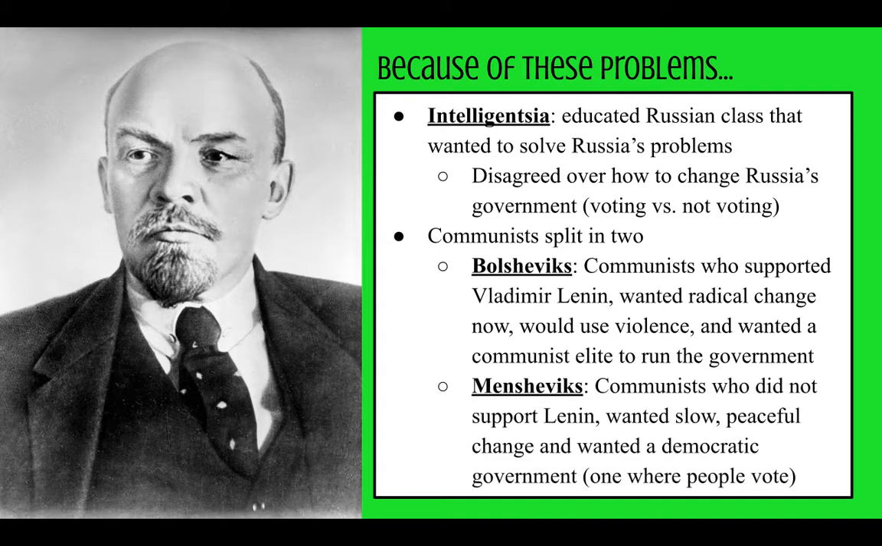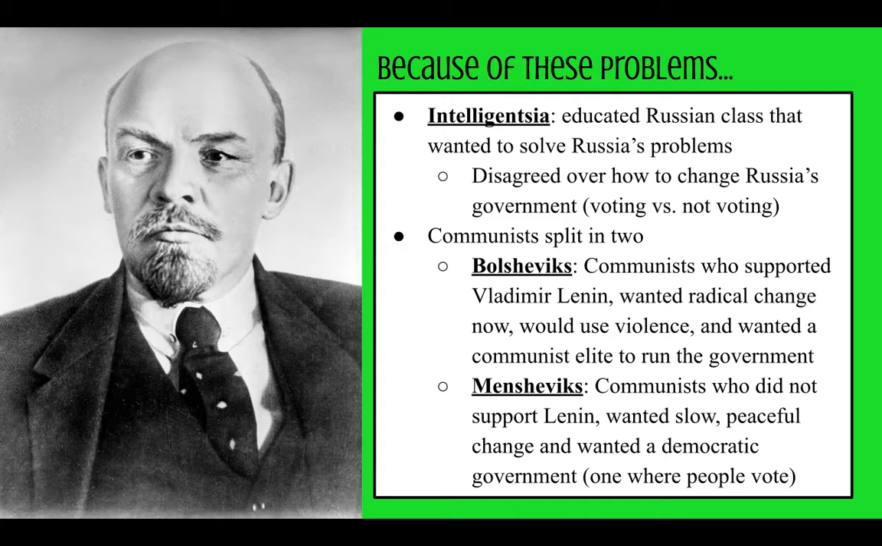The other group was the Mensheviks, and these were communists who did not support Lenin. They wanted slow, peaceful change and wanted a democratic government, one where people could vote. Now, Lenin basically named both of these parties, and the reason he was able to do that was at the time he controlled the communist newspapers. And so he called the Bolsheviks the majority. And the Mensheviks, that word means minority. Now, the thing here is that actually most people were Mensheviks, not Bolsheviks, but it gives you the idea of how Lenin used propaganda to make it seem like his party was the more supported party.